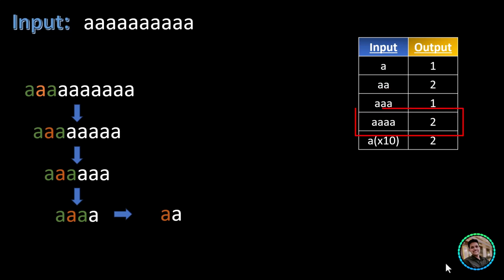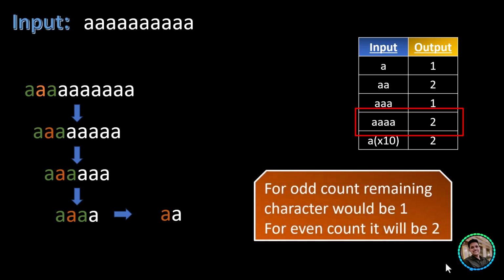When there are 4 characters, then also we can perform the operation only once, and the remaining character count will be 2. We see that for odd count, the remaining character would be 1, and for the even count, it will be 2. Now let's apply this particular logic to the initial input that was given to us.